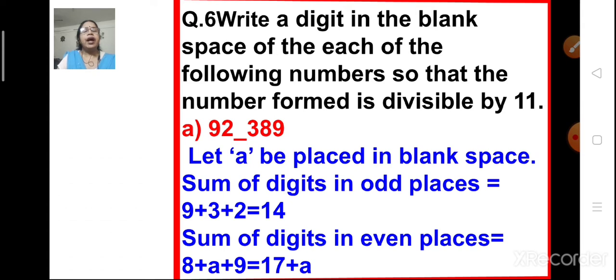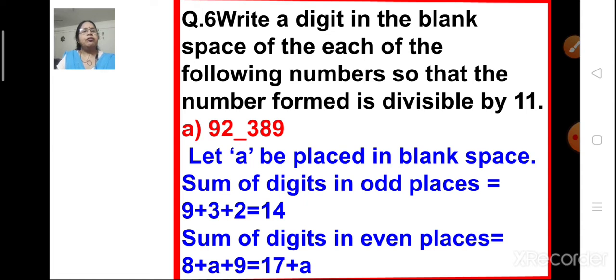So here we have in A, 92-389. We have to fill the blank with such a digit so that the number becomes divisible by 11. So, for the convenience of solving this, let us consider A to be placed in the blank.